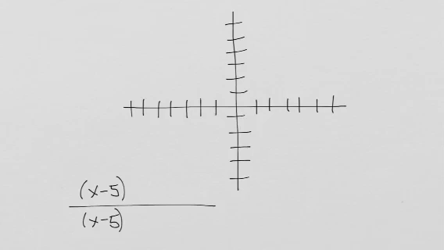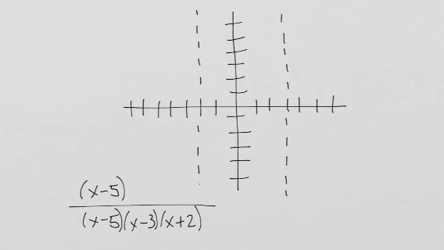I have vertical asymptotes at x equals 3. That means I have x minus 3 in my equation. Another vertical asymptote at x equals negative 2. That's an x plus 2 in my equation.